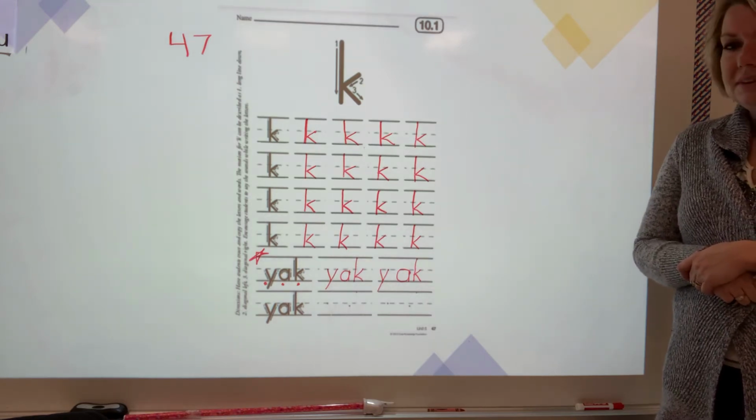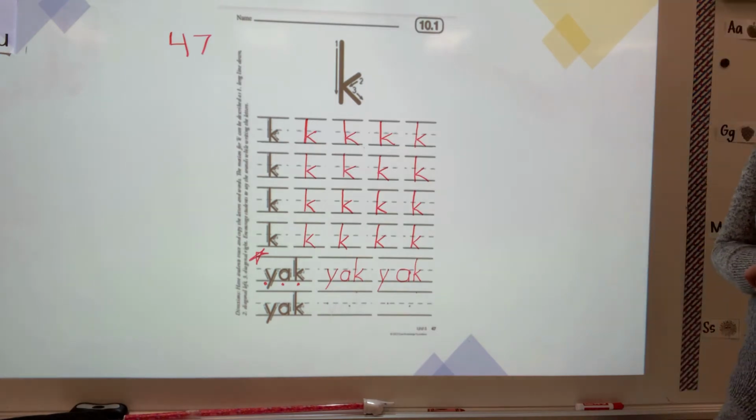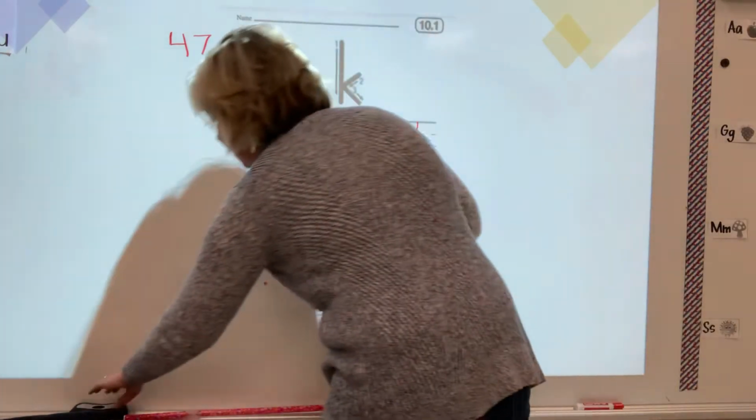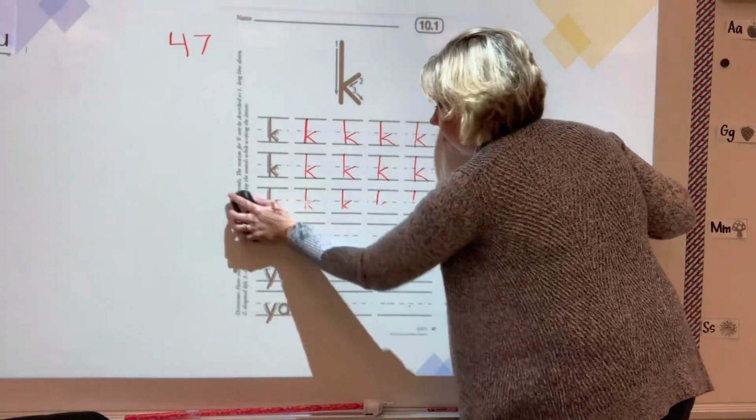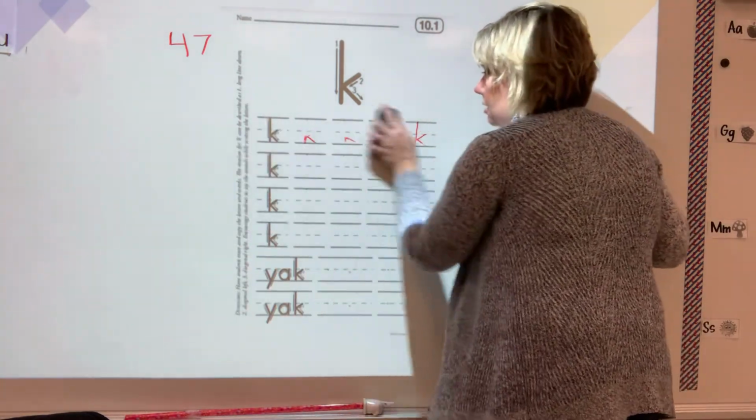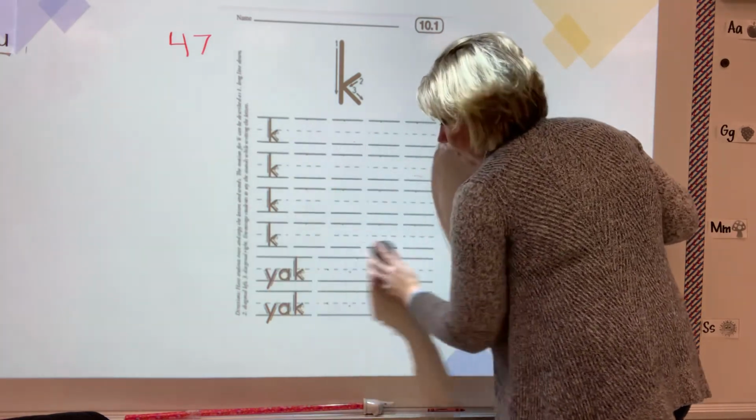All right, let's take a look. I'm going to erase my board at the next page. So just turn in your puppy dog book to the page on the back.